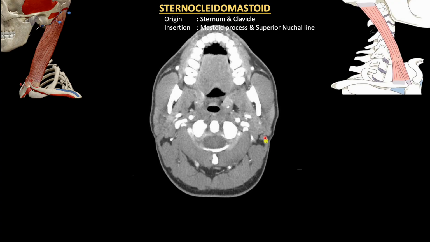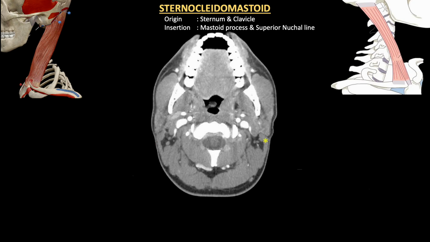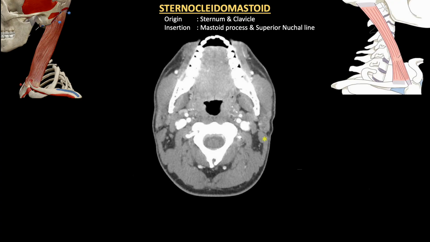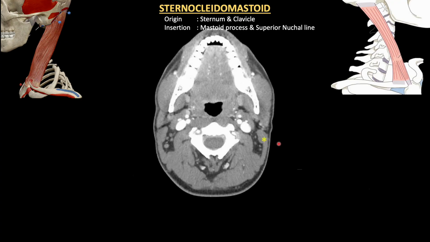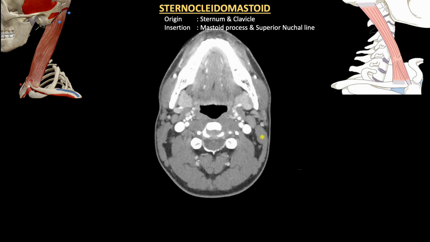Now it starts to become much more prominent. So this is the muscle on the left side, and this is the muscle on the right side. Again, it becomes more prominent as we scroll down. So this is the sternocleidomastoid on the left. This is the sternocleidomastoid on the right side.